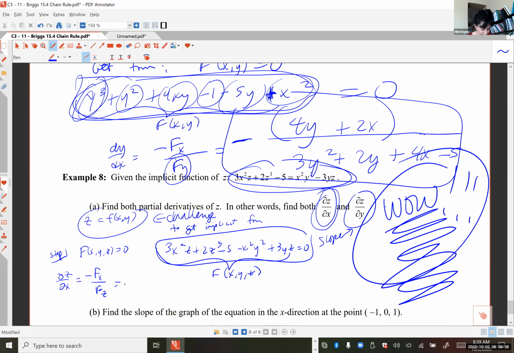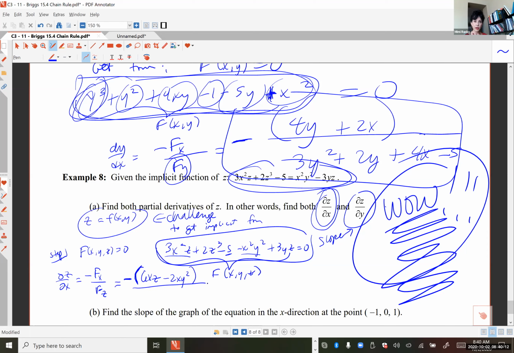That's what the theorem says. So let's do this in slow motion. I'm going to put the negative there so I don't forget. Then when I take the partial with respect to x, the first term's partial will be 6xz. The second term's partial is 0 because there are no factors of x at all, and z is held constant. Minus 5, derivative is 0. Minus x squared y squared gives me minus 2xy squared. And the plus 3yz, the derivative of that with respect to x is 0. So we're done with the numerator.